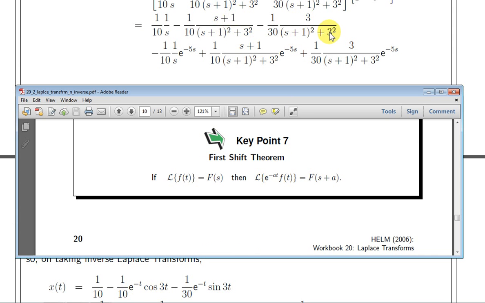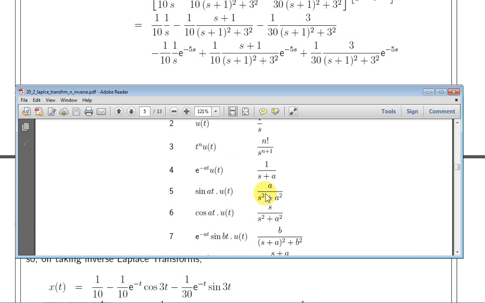We have something of the form 3 over s squared plus 3 squared. So, as we've discussed already, we got it into this form because we have it listed here. A, in this case, as you can see, is 3. So we're going to get sine 3t. So here's the A. The shift is plus 1, so we have to use the first shift term.